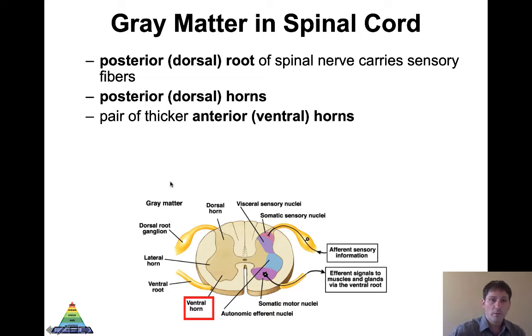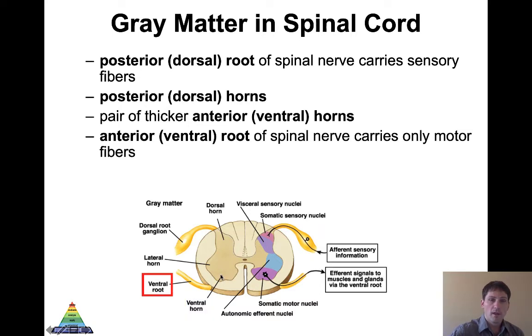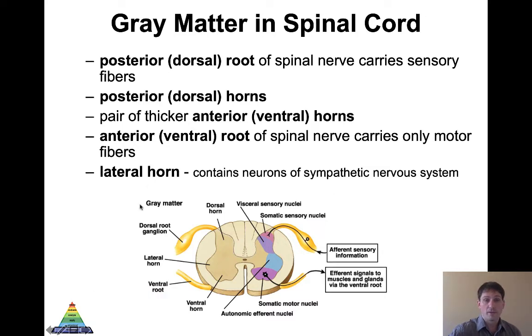In front, we see a pair of anterior ventral horns here and here, and that is leading out to our ventral root. So that's going to carry motor information back out to our effectors in our bodies. And then last, we have our lateral horn right over here, and this is where neurons from our sympathetic nervous system are located. Now over here on the right, you can see our afferent sensory information coming in.